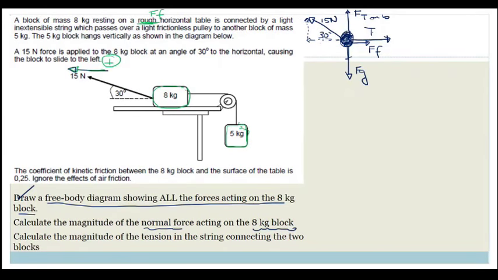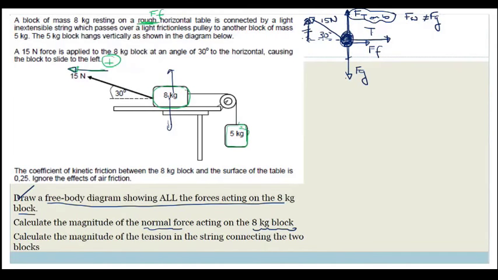And since this block is stationary in the vertical direction, the block is not moving down and it's not moving up, it is stationary. This means the vertical component of this 15 newtons plus this force here have to equal the force of gravity down. So therefore this F normal does not equal Fg in this case, because we have this component here, which is pulling it up as well. So together they have to equal Fg, which is why I labeled this F normal.